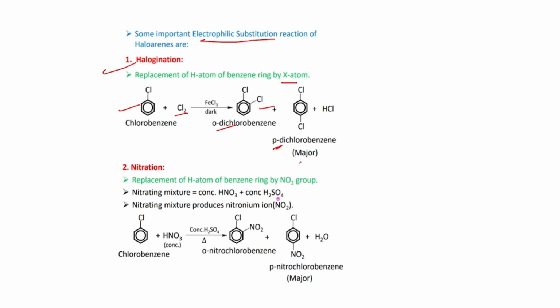यसमा हामीले हेर्न सक्छौं कि para opposite मा भएर यसले balance गर्न सजिलो हुन्छ. That's why it is major product and it is minor. The next one is nitration reaction. In this reaction, the replacement of H atom of benzene ring with NO2 group.